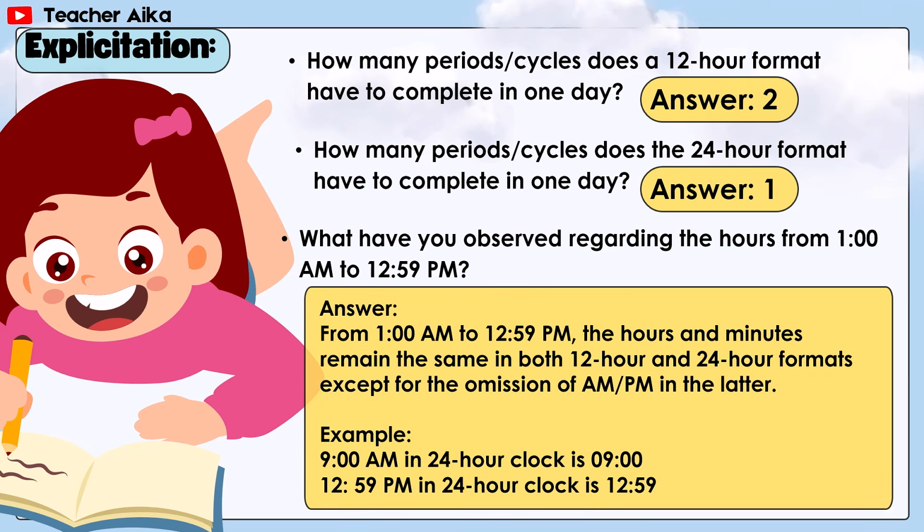The answer: from 1 o'clock a.m. to 12:59 p.m., the hours and minutes remain the same in both 12-hour and 24-hour formats, except for the omission of AM or PM in the latter. Example: 9 o'clock a.m. in 24-hour clock is 9 o'clock. 12:59 p.m. in 24-hour clock is 12:59.